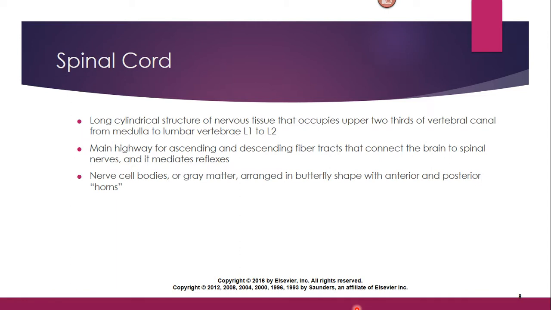So when we talk about our spinal cord, this is a long, cylindrical structure of nervous tissue that occupies the upper two thirds of the vertebral canal from the medulla, remember where the medulla was, to about L1 to L2. It's the main highway for ascending and descending fiber tracts that connect the brain to spinal nerves and mediates reflexes. We have these nerve cell bodies, or gray matter, that are arranged in a butterfly shape with anterior and posterior horns.